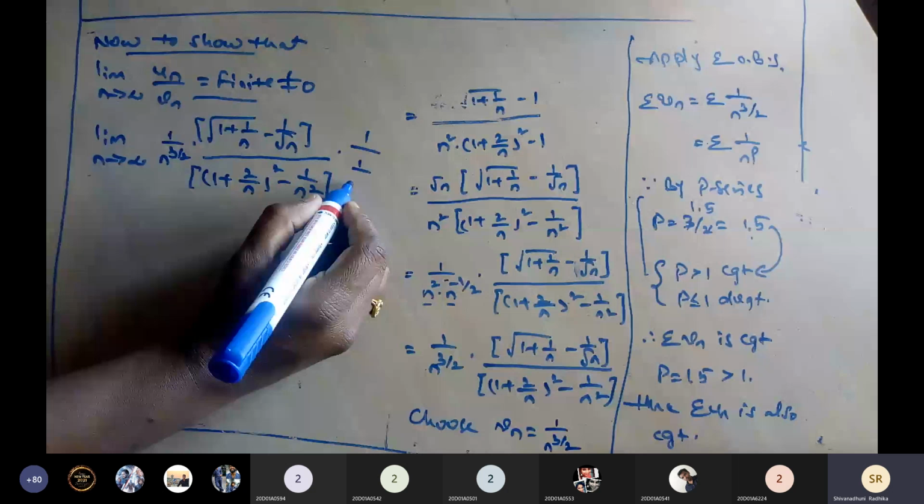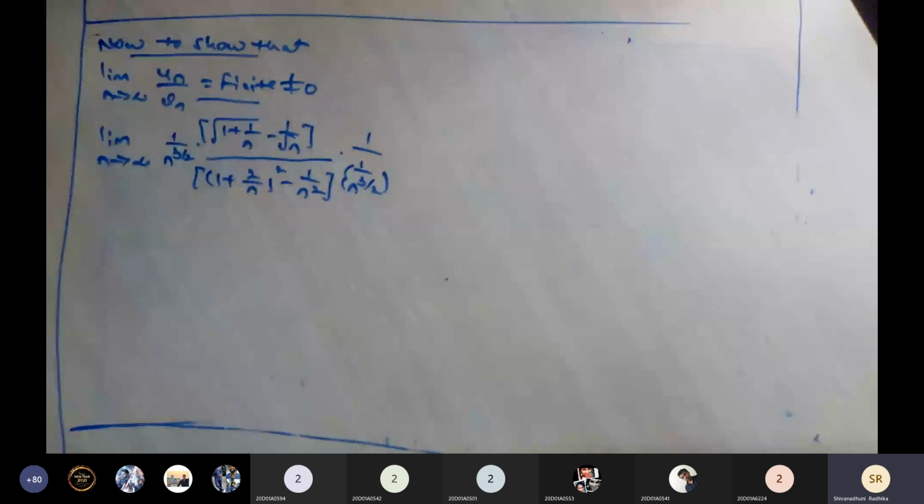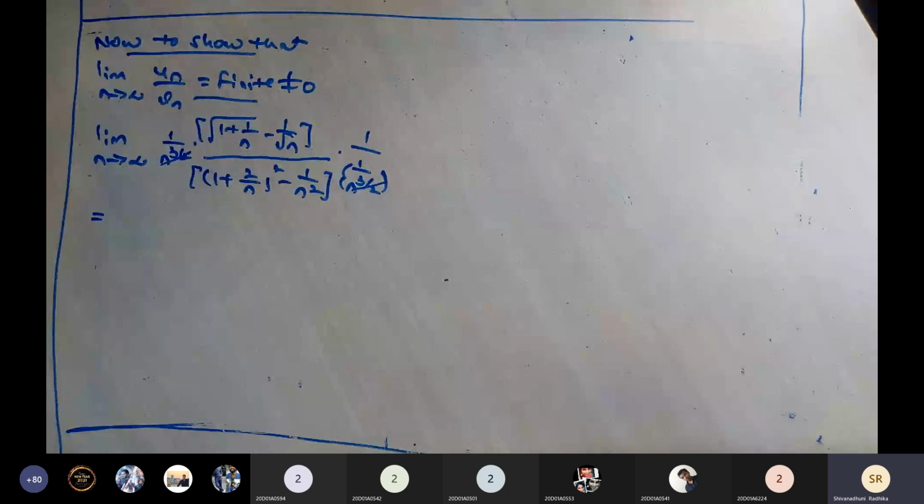Now I am going to simplify here. The numerator and denominator get cancelled. What is the remaining? I am going to write here. Limit n tends to infinity, under root of 1 plus 1 by n minus 1 by root n, and the denominator is 1 plus 2 by n whole square minus 1 by n square. Is it clear?